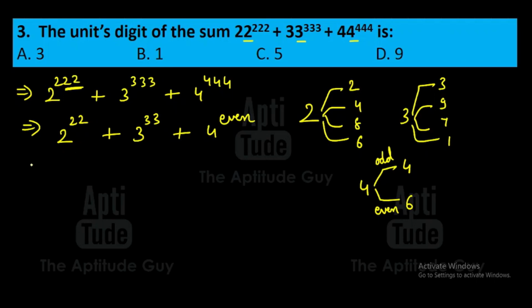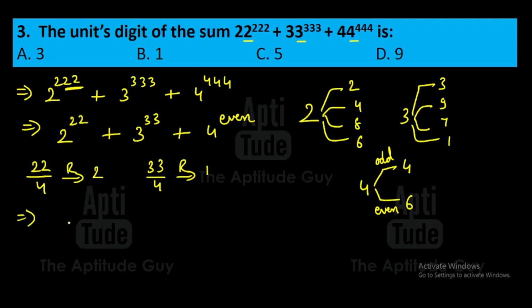Now let's solve it. We have to do 22 by 4. 22 by 4, what is the remainder? The remainder is 2. Then we have 33. 33 by 4, what's the remainder? The remainder is 1. And even is even. That's all. So when we simplify this, what do we get?